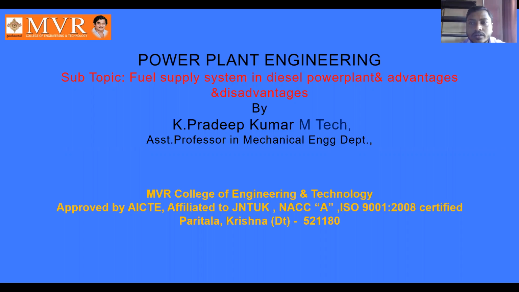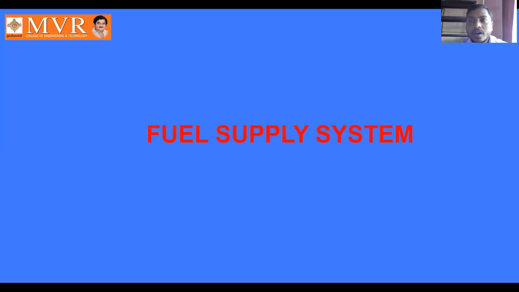See, today in this lecture, we are going to know about the fuel supply system in diesel power plants, as well as the advantages and disadvantages of a diesel power plant. Coming to the first topic, the fuel supply system: how we are going to supply fuel into the engine system, how we are going to do combustion using this fuel supply system, what hot gases are generated after combustion, and by using these hot gases how we are going to convert the feed water into super saturated steam or saturated steam.